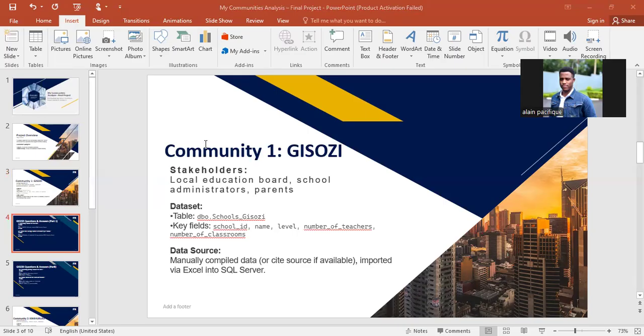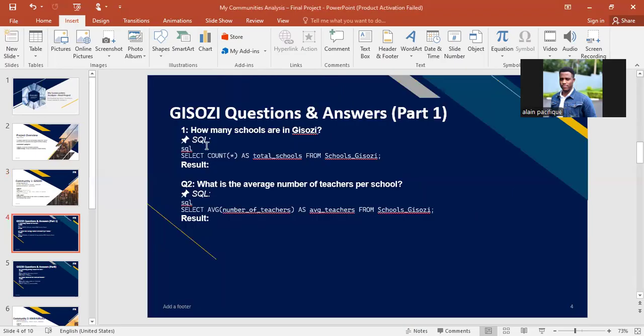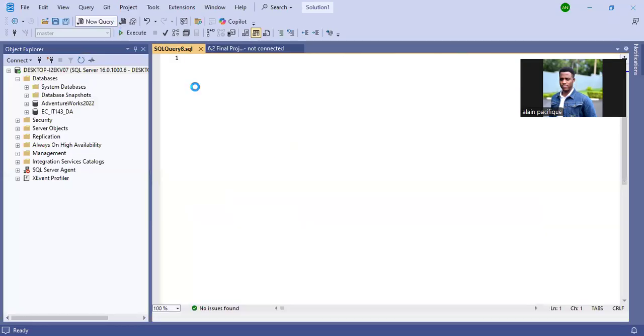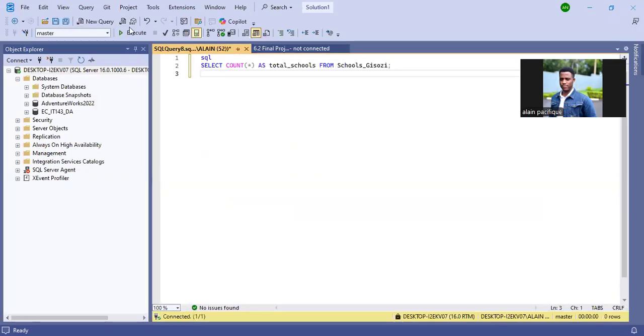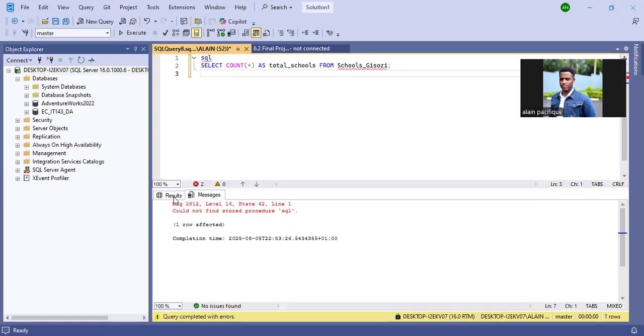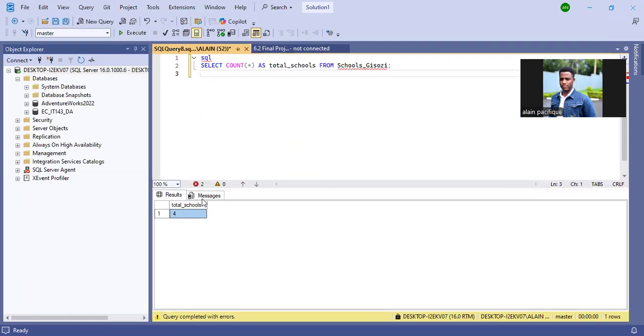The first question: how many schools are in Gisozi? I'll be switching to SQL Server Management Studio to see what the result can be. I'll paste the question, check that it is okay, and execute. Seeing the results, the total is 4.